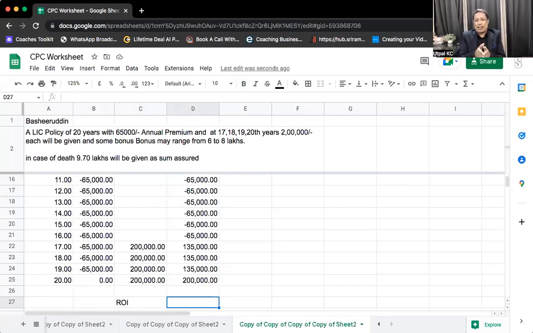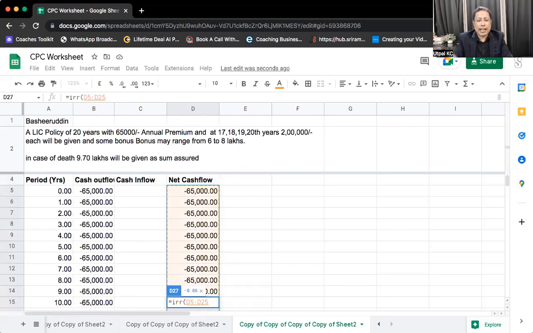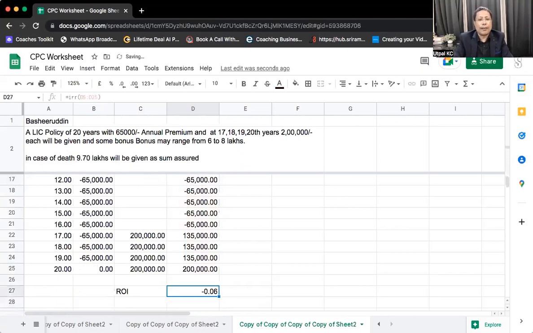IRR. XIRR we can do, but in case of XIRR, you'll have to write the dates. Who will take the pain to write the dates? In case there are no periods, then we give the dates. But otherwise, since we don't have to, we can give IRR simple. XIRR also you can give. It doesn't matter. No, there is something wrong.